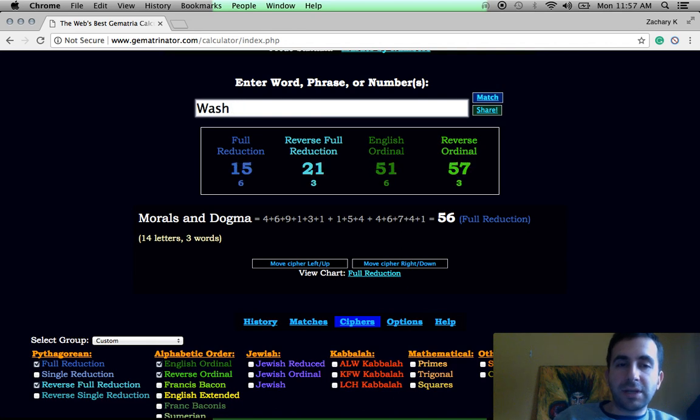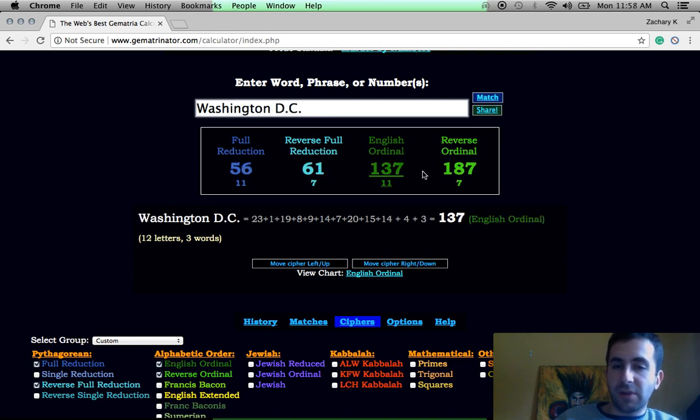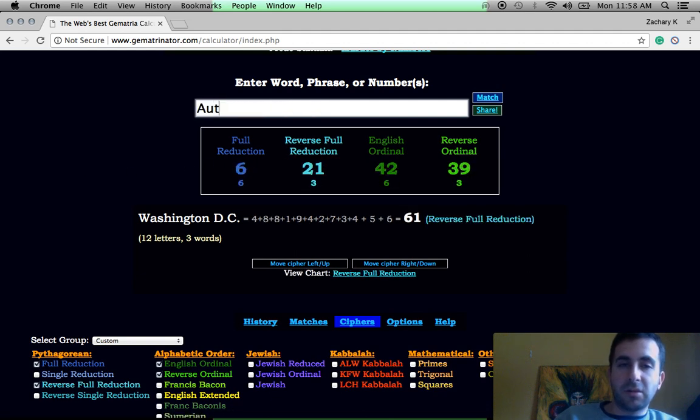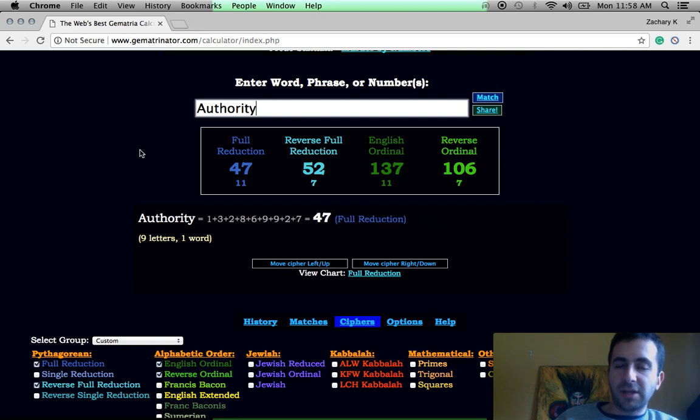Notice Washington, D.C. also has that Gematria of 137, the 33rd prime. Prime number relationships, huge in this. You ever heard the term the cabal? That's the secret political faction in charge. Notice authority has that Gematria of 137. Special number. And there's just so much more to teach.